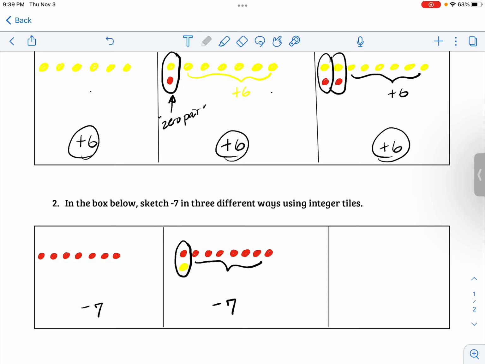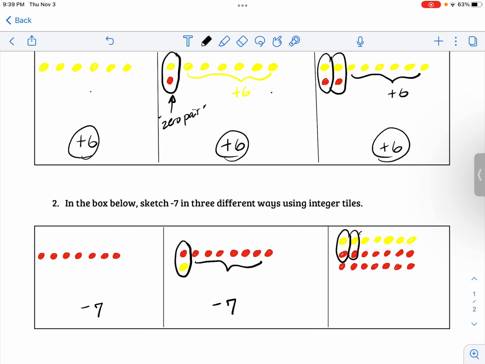I'll go a little bit further here in this last example. I'm actually going to go, okay, let's do 1, 2, 3, 4, 5, 6, 7, and I'm going to go 1, 2, 3, 4, 5, 6, 7. You might think I'm representing -14, but actually I'm not. I'm going to circle out my zero pairs.